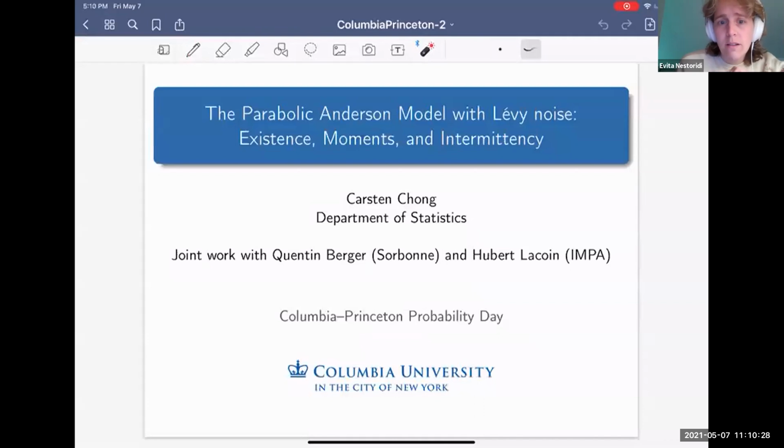Write in the chat. I think, yeah, basically everyone is still in. So maybe let's get started with Carsten, who is at Columbia.